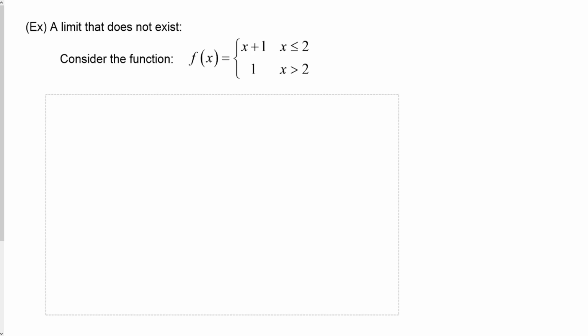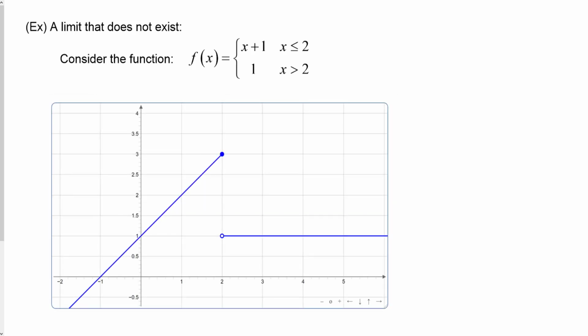So here's the graph of this function. So here's where x is 2. Okay, so notice the boundary point here is 2. And for values that are less than 2, we have the line x plus 1. So notice the y-intercept of 1 and the slope of 1. And for values greater than 2, we have the constant positive 1. So that's where we get this graph. Now let's examine interactively what happens with the limit of this function.